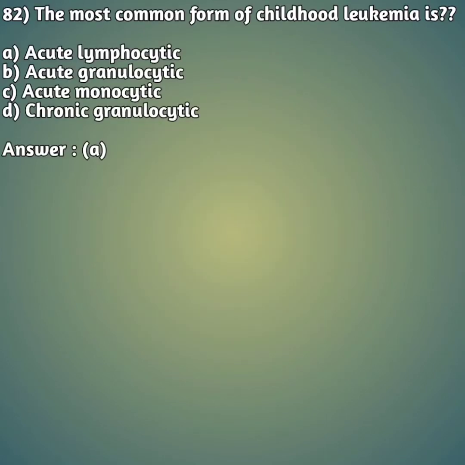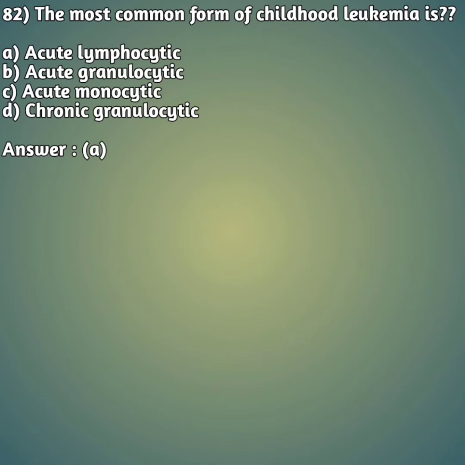So friends, our 82nd question is, till 81 we have done with our part 3. So from part 4 we'll continue 82nd question. The most common form of childhood leukemia is option A acute lymphocytic, option B acute granulocytic, option C acute monocytic, and option D chronic granulocytic. So childhood form of leukemia will always be acute, option A acute lymphocytic.